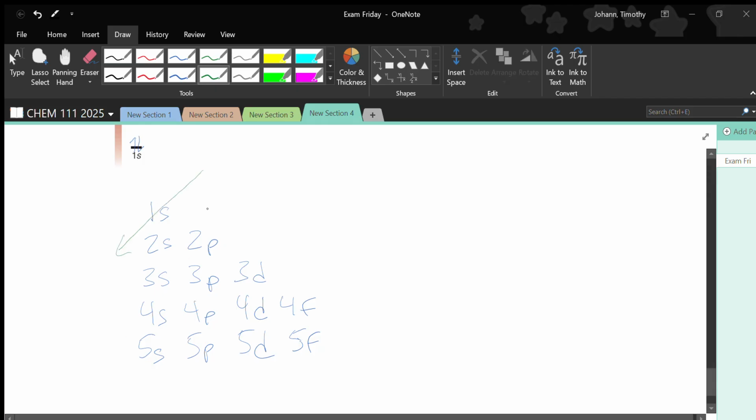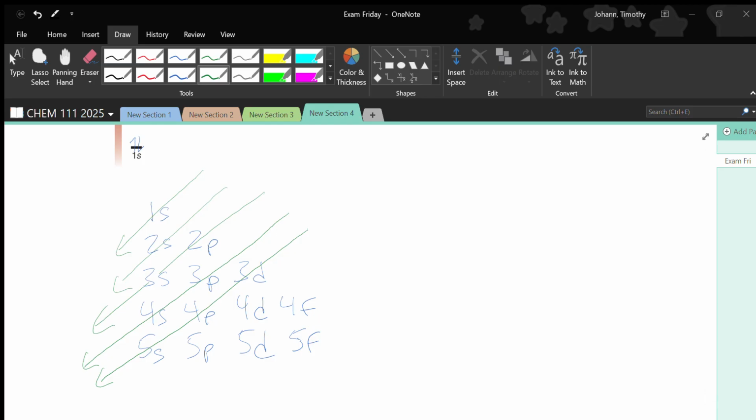1s comes first, then 2s, then 2p, then 3s, then 3p, then 4s. So see, that's telling you that the 4s comes before the 3d. Then 3d, 4p, 5s, all right, etc., all the way down your diagram. That's how you know what order they come in. All right, so let's go ahead and do something that's going to cause that to happen.